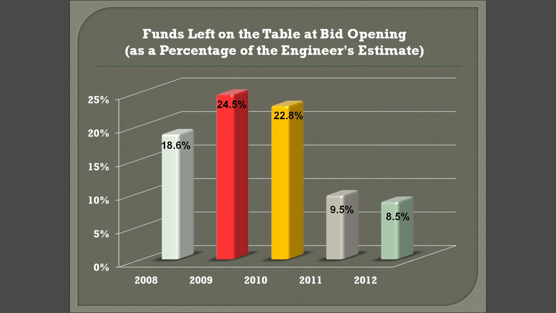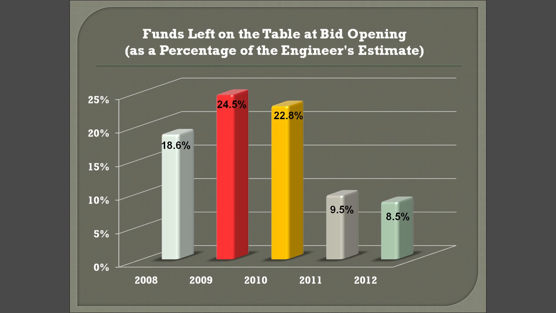A kind of false, blind trust that the projects were going to go way under, and so we were leaving that much money on the table. 24% of $1 billion is a lot of money to be sitting in projects.